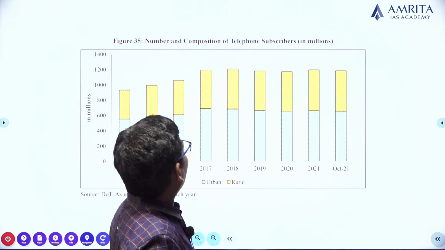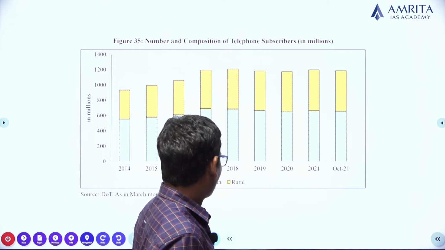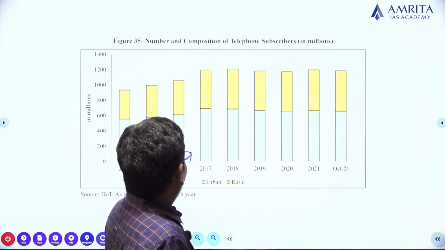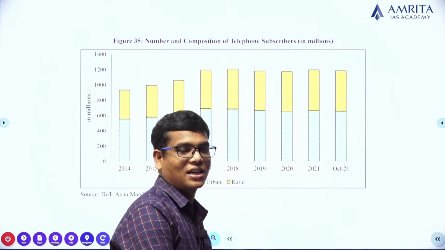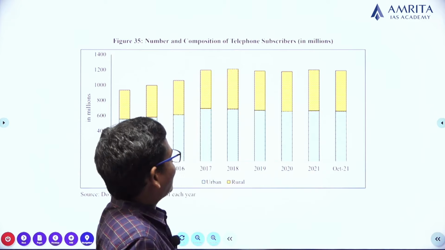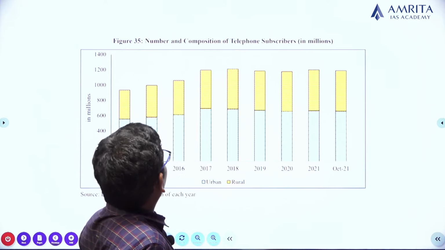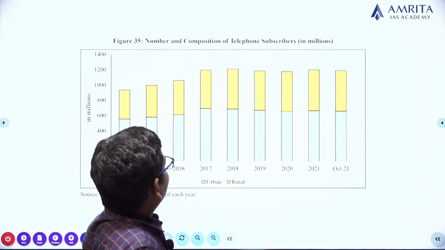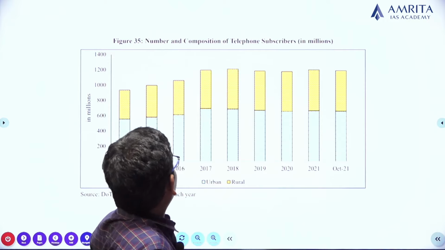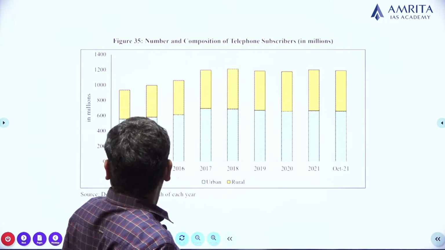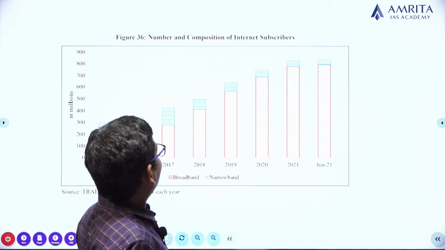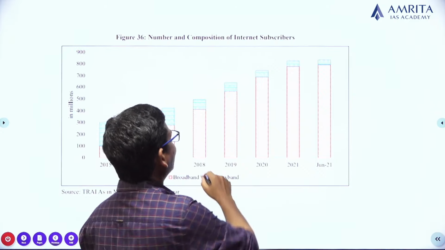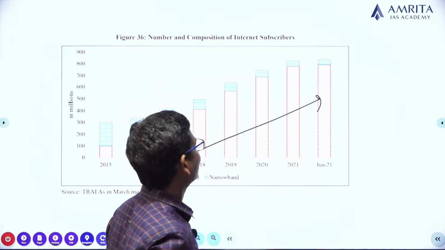Number and composition of telephone subscribers, both urban and rural. In urban there is not much growth, because the urban area has almost got full facility by this time. When it comes to the rural area, subscribers in millions, it's almost constant. Take the case of internet subscription, both broadband and narrowband: it is increasing over a period of time, especially broadband.